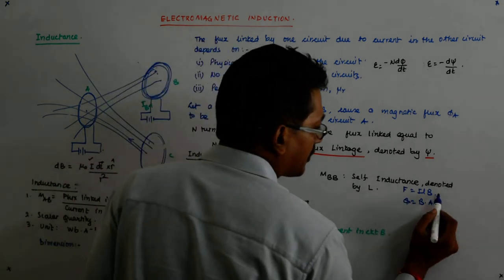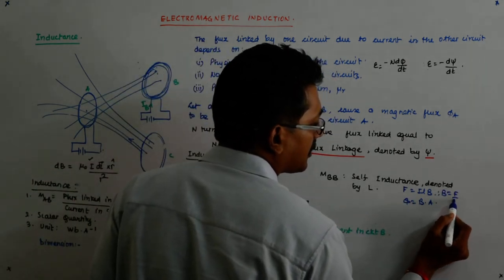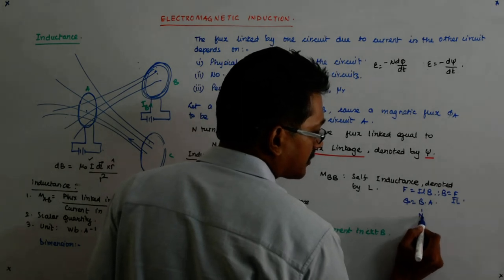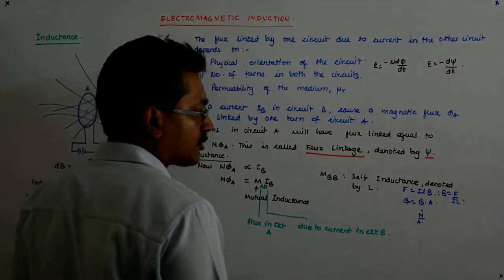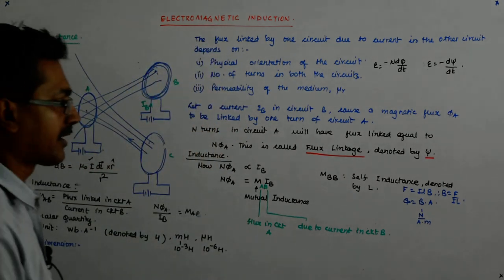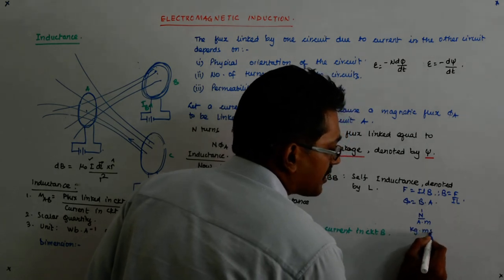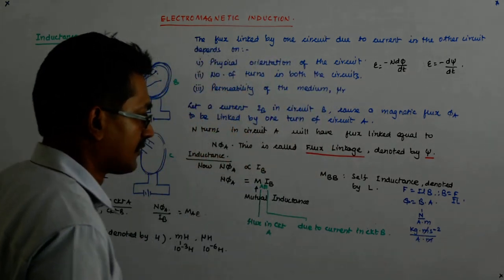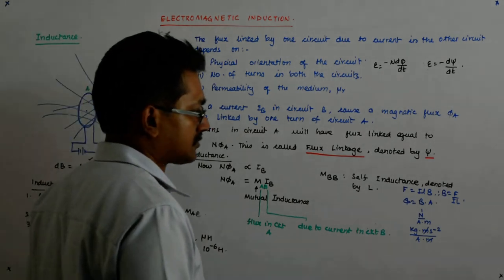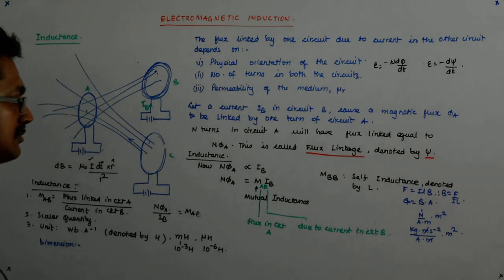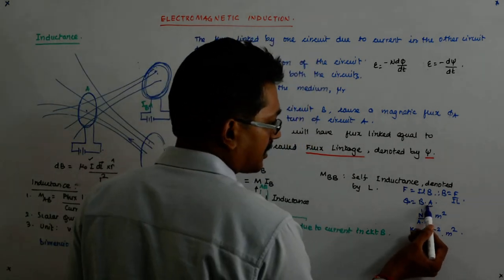So B is equal to F upon IL. Now F you know. F is Newton, per ampere into meter, length. Now Newton itself is what? Kg meter per second square. So it is kg meter per second square upon ampere meter. The meters cancel. A is meter square, right? So meter square. So what do we get?